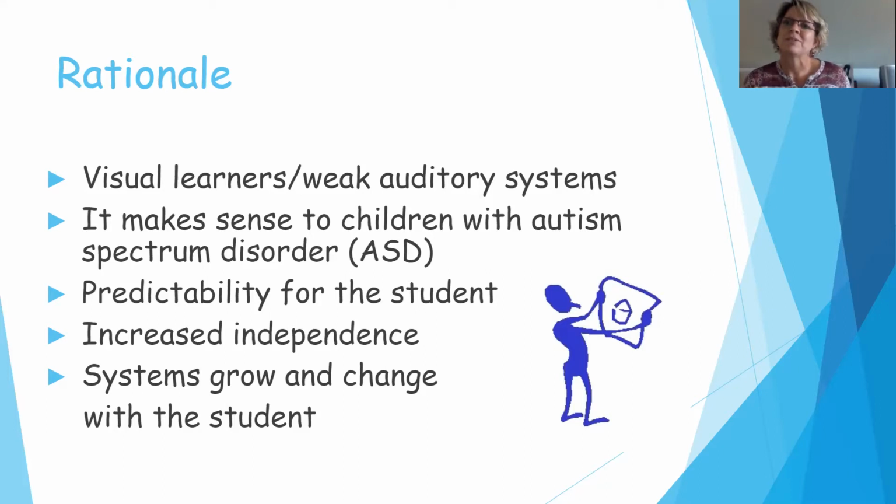It's predictable for students. So we can tell them what's expected, what's coming next, how much work to do. There's so many things that we can communicate with visual systems. There's a huge increase in independence where our students are no longer needing us to stand right there with them to make sure that they understand what to do. The visuals now give them that information and the adults can start backing off so that the child becomes more independent.